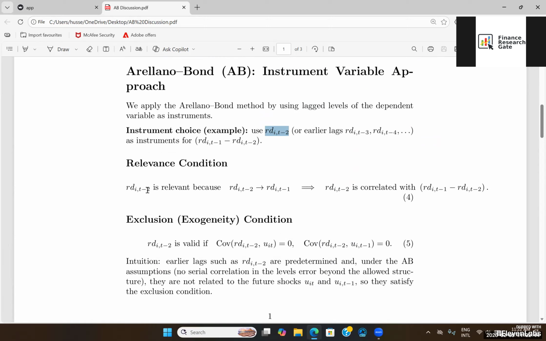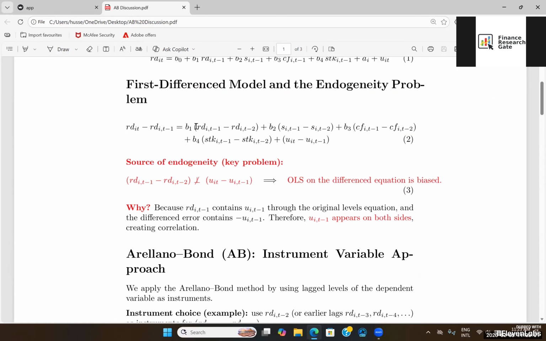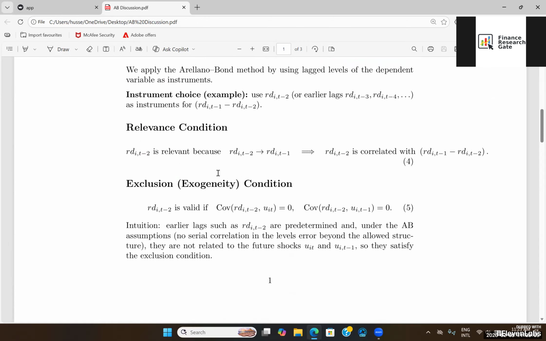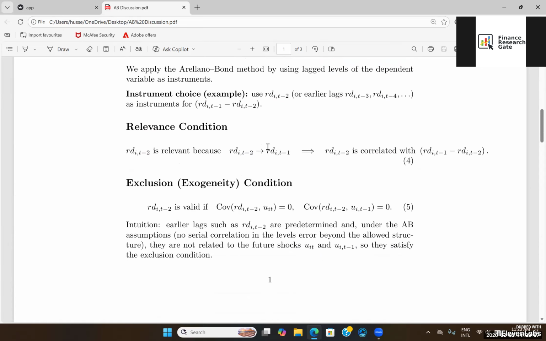We begin with a lag of 1 period, and there are two specific requirements that must be met before we can use any instrument: relevance and exclusion. The relevance principle states that any chosen instrument must be directly related to the endogenous variable. For our analysis, the endogenous variable is the first lag of R&D, which is correlated with the error term. So we need a suitable proxy for it, and we will use the second lag.